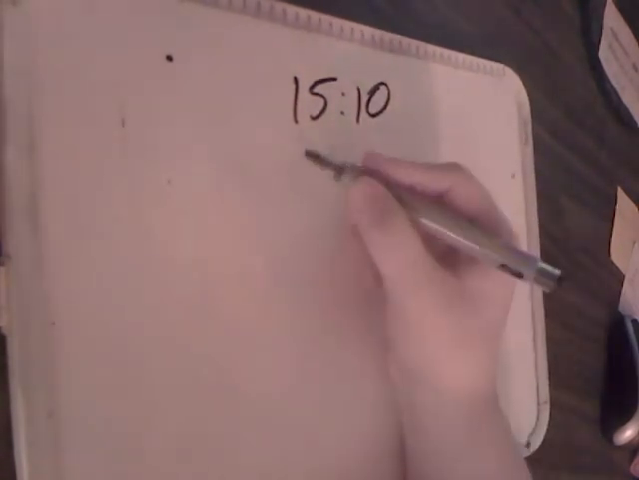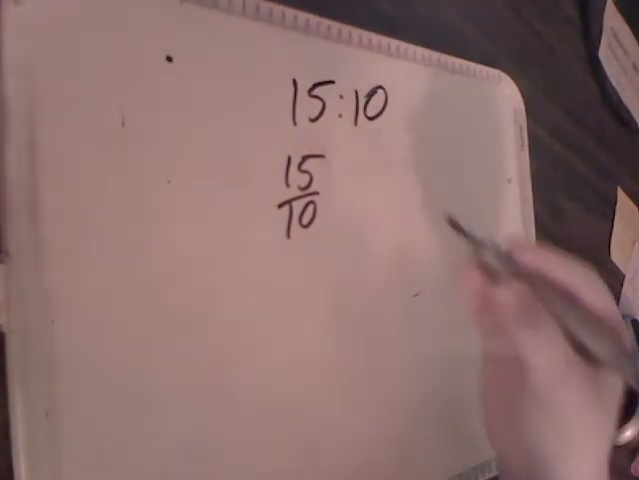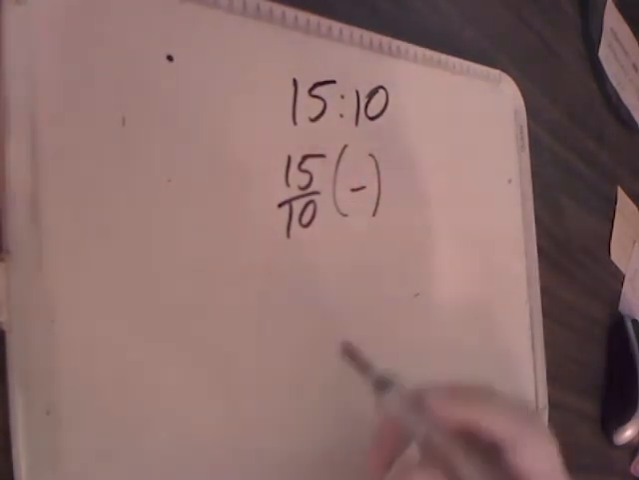Let's take a look at another ratio. Let's take a look at 15 to 10. Now when I have 15 to 10, I'm going to put it in fraction form so it's easier to simplify, because you should always have your ratios as simplified as possible unless you're asked to find more than one equivalent ratio. So I notice that 15 and 10 can both be divided by 5 over 5.